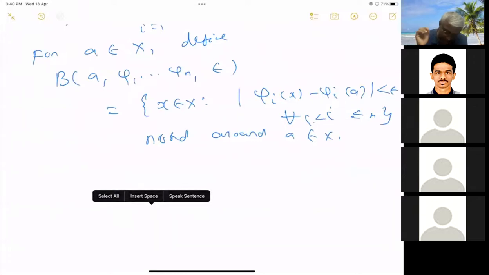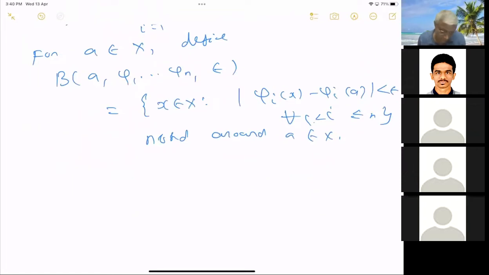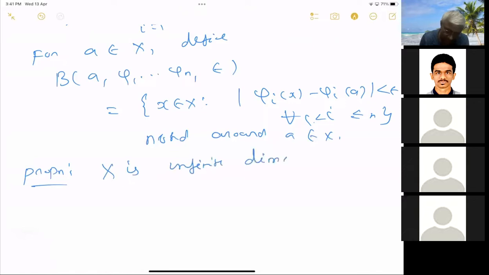So the reason for writing all these things is I want to use the following proposition. I want to say that the weak topology is some smaller topology than the strong topology. So for that, I want to prove the following proposition. Let X be infinite dimensional. We have to assume X is infinite dimensional.